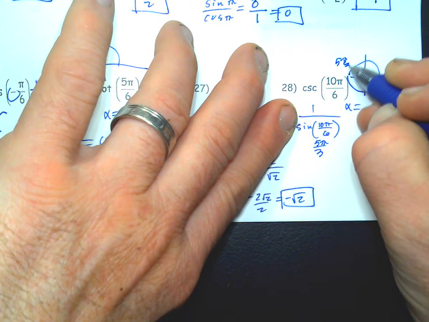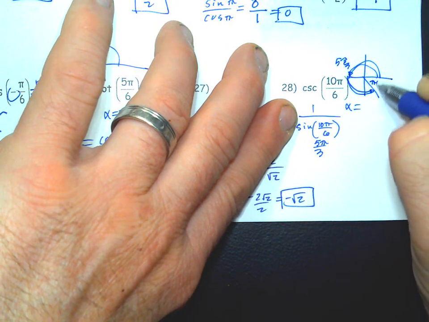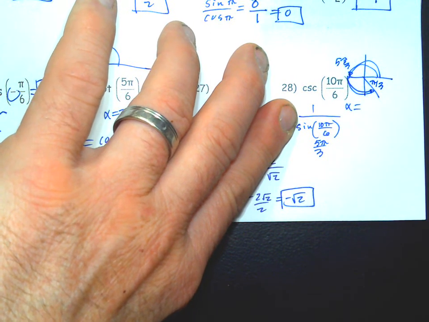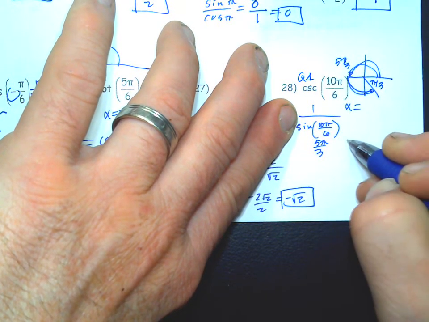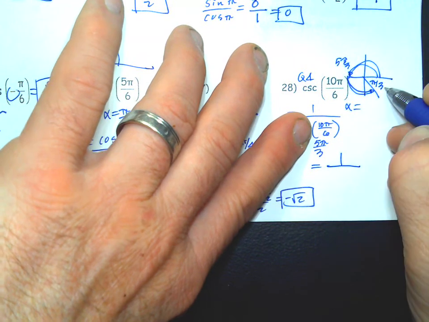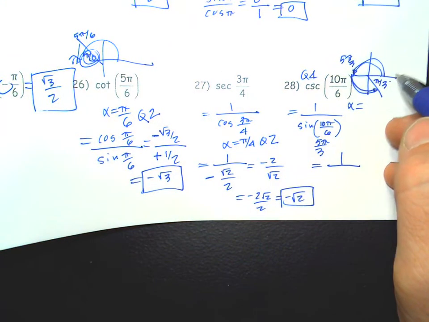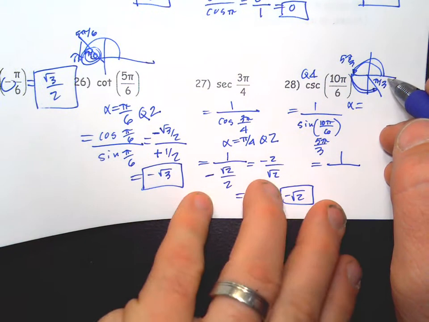3 pi/3 gets you right here, and this is 2 more pi/3. So pi/3 is the reference angle, and we're definitely in quadrant 4. So this is the bigger angle. Pi/6, pi/4, pi/3.